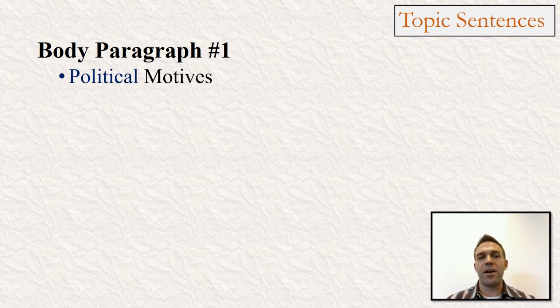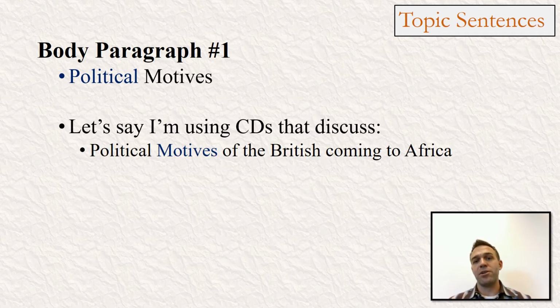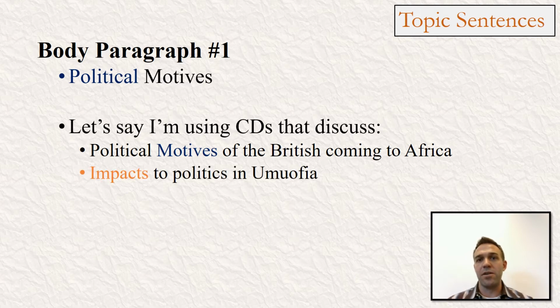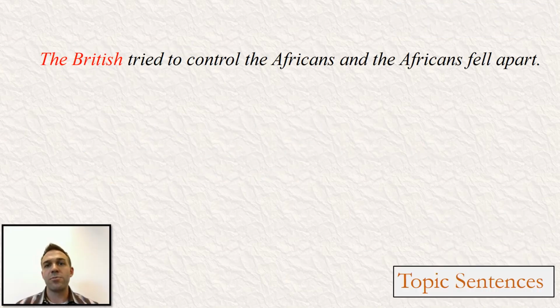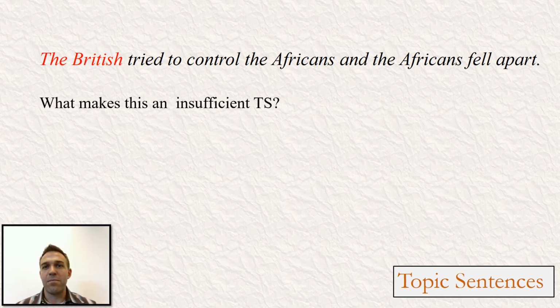So in this paragraph, we're going to be talking about political motives. So let's say I'm using a concrete detail or two concrete details that are going to discuss the political motives of the British coming to Africa, that'd be concrete detail 1, and then impacts to politics in Umuofia, that'd be concrete detail 2. So here's my first draft at a topic sentence. Again, this is talking about political motives and negative impacts. This suggests that the British tried to control the Africans and the Africans fell apart. It's not sufficient, but why not?